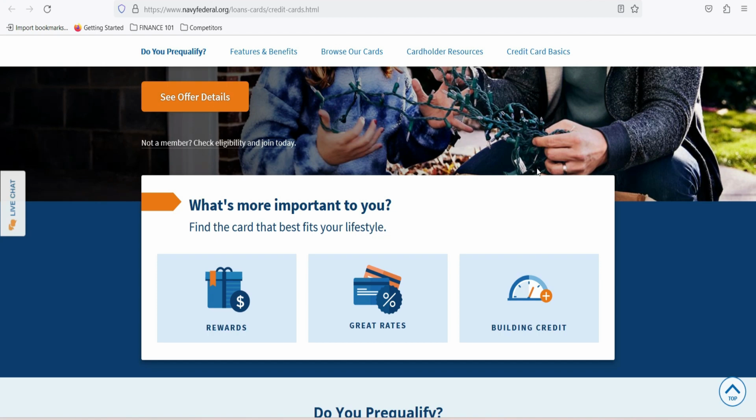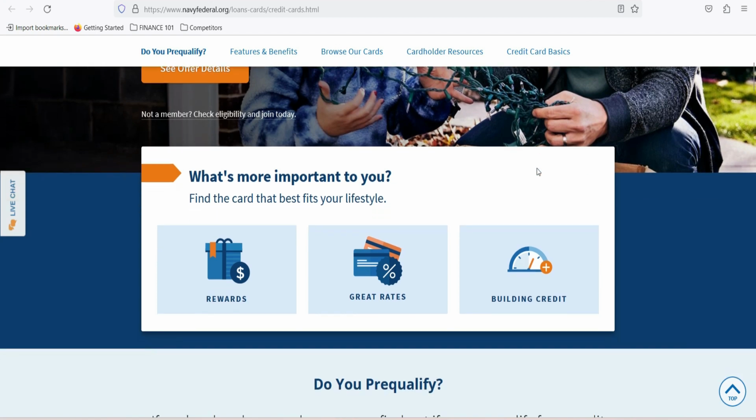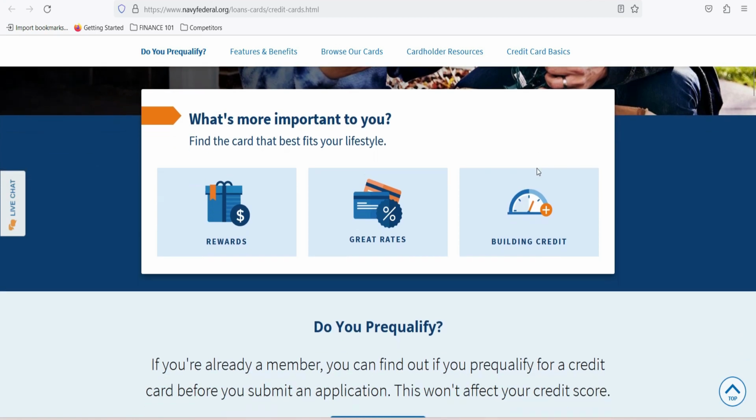Key features of Navy Federal credit cards: generous credit limits. Navy Federal Credit Union is known for offering credit cards with substantial credit limits, making them attractive for those seeking higher purchasing power. Competitive interest rates. The credit union provides competitive interest rates, making their credit cards a cost-effective option for borrowers.